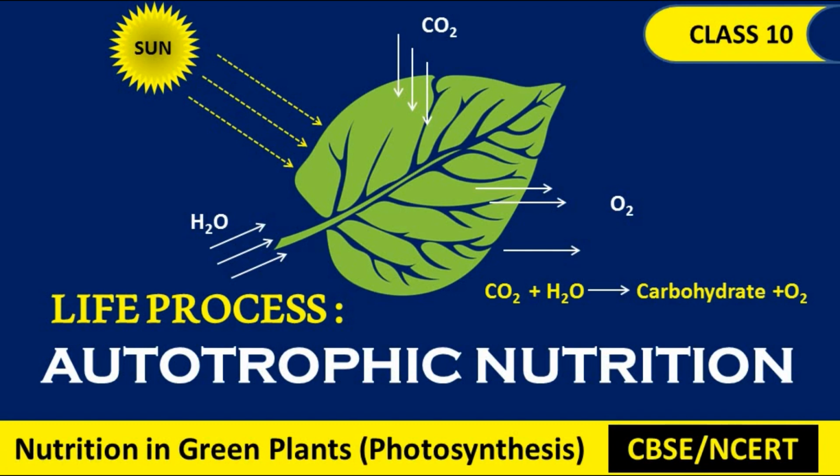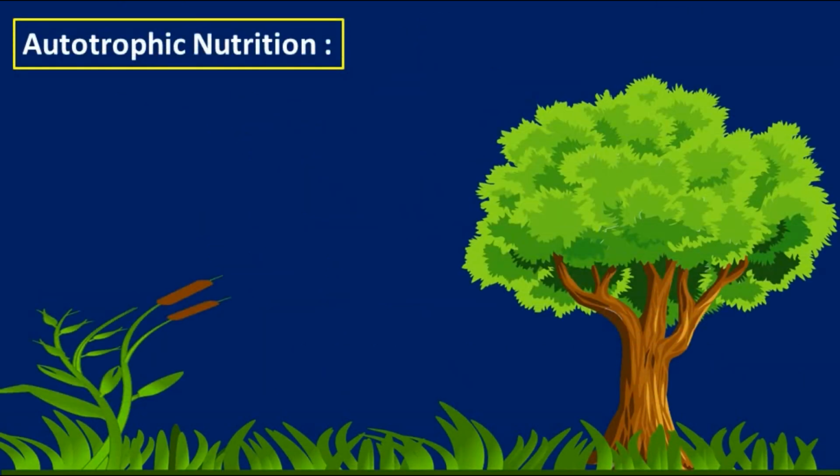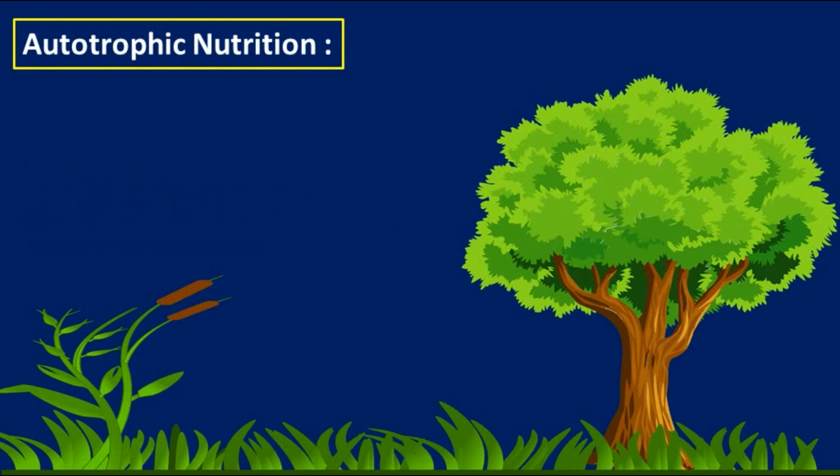Our today's topic is autotrophic nutrition. In this topic, we are going to learn nutrition in green plants, that is the photosynthesis process. Let's see what autotrophic nutrition is. Autotrophic nutrition means the green plants have an autotrophic mode of nutrition. Autotrophic mode of nutrition means they make their own food.